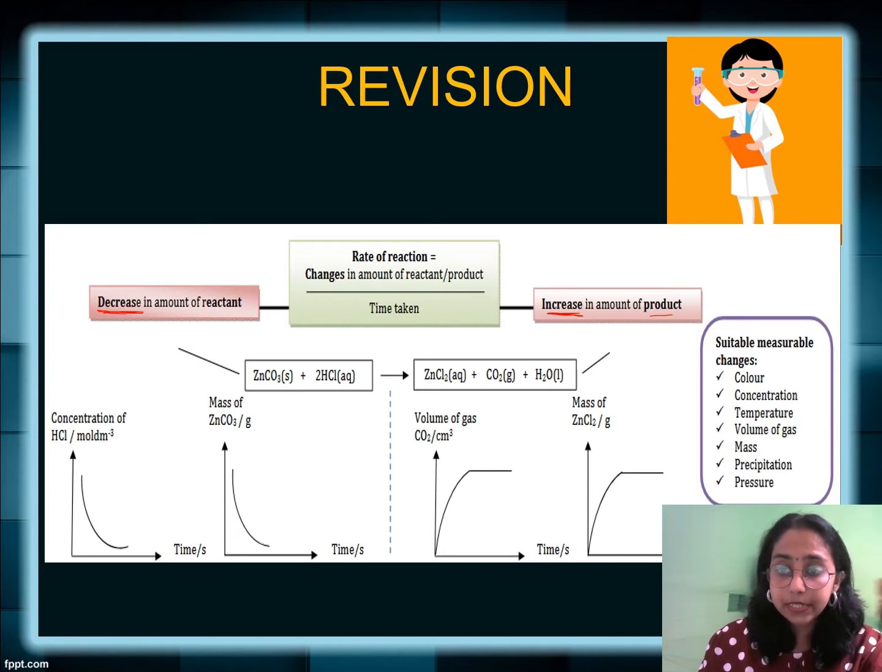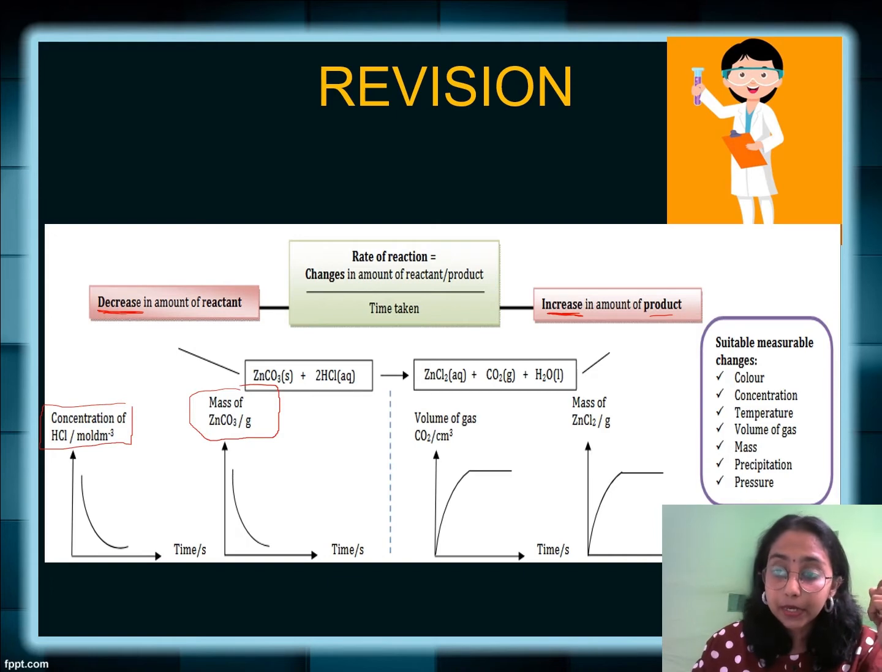For example, let's say we are taking this reaction shown here. Zinc carbonate reacts with hydrochloric acid, hence it forms zinc chloride, carbon dioxide and water. So if I want to measure the rate of reaction for this reaction based on reactant, the parameter I can use for zinc carbonate is mass. Okay, mass of zinc carbonate, or I can use the concentration of hydrochloric acid. Both of these parameters will decrease, the amount of reactant will decrease.